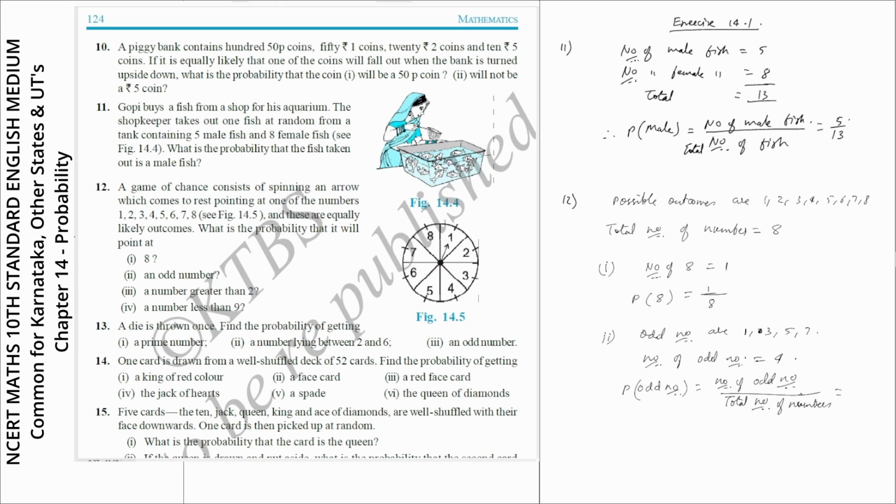So this is equal to the number of odd numbers, which is 4, over the total number of numbers, which is 8. So this is 1 by 2.